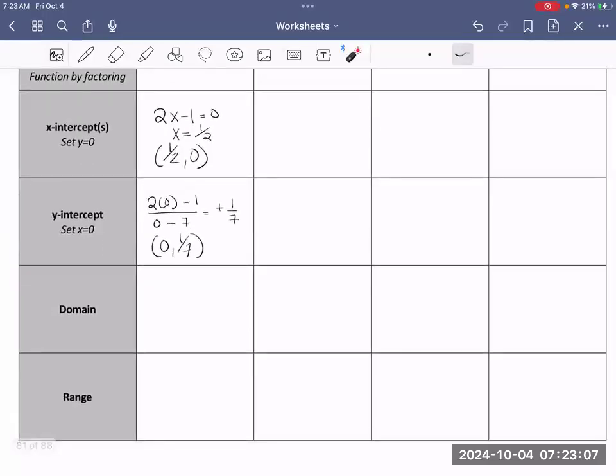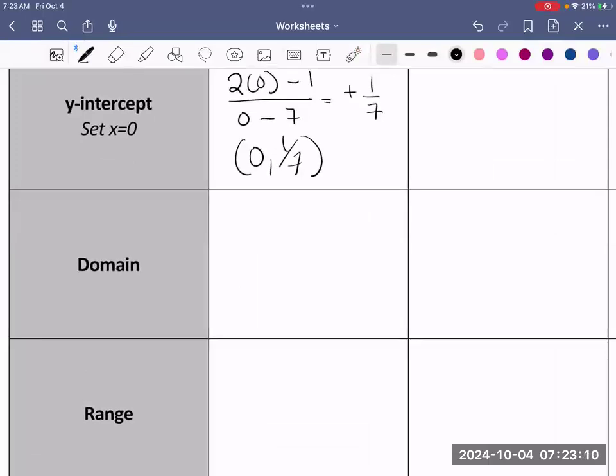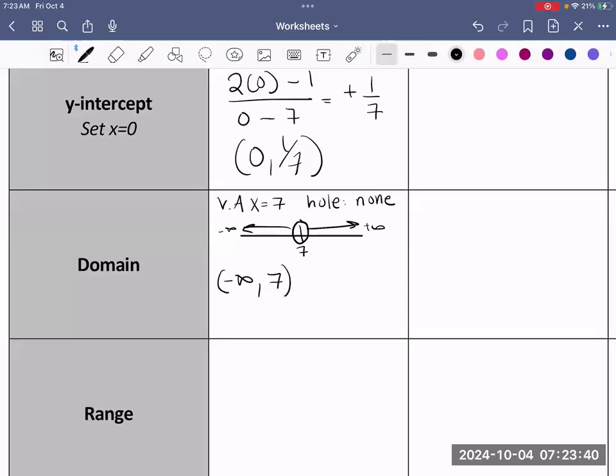So when it talks about your domain, we need two things. We need your vertical asymptote, of which x is equal to 7, and your hole, of which we have none. So if we were to draw a quick diagram right here, 7 is your vertical asymptote, which x cannot be. So your x values are going to expand on either side, and it's just going to skip over 7. On either side, they approach the infinities. So from the left, we go from negative infinity all the way to 7, union, meaning we jump over the 7 and go to infinity.